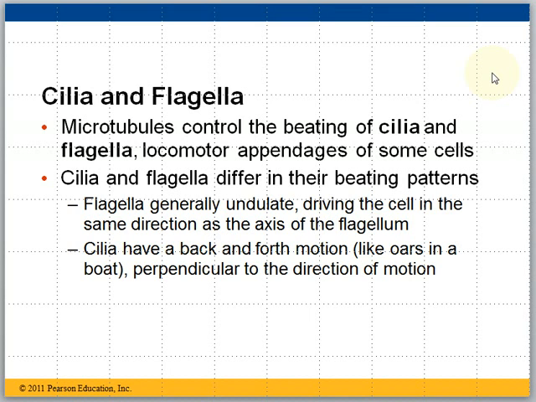And this is usually larger, and it looks more like a tail or a whip as it moves back and forth. The flagella, the way it moves, it kind of undulates left and right or up and down, back and forth, and it kind of drives the cell in the same direction as the axis of the flagellum, whereas the cilia are more like boat oars, where they kind of reach out and then push back, and they kind of move perpendicular to the direction of the motion. So you have two different methods of movement, but both of these types of movement items, the cilia and the flagella, are both made from microtubules.